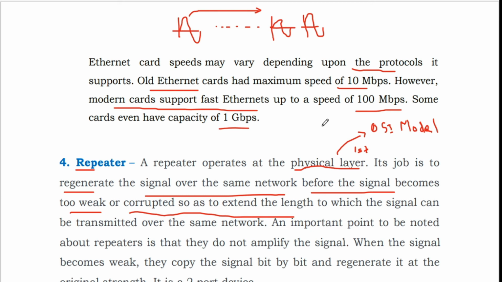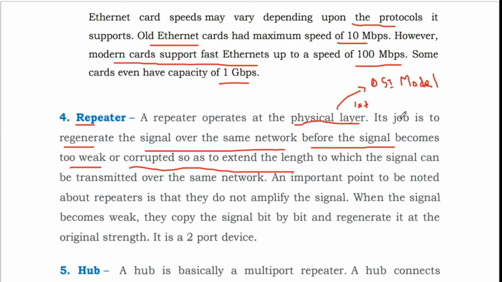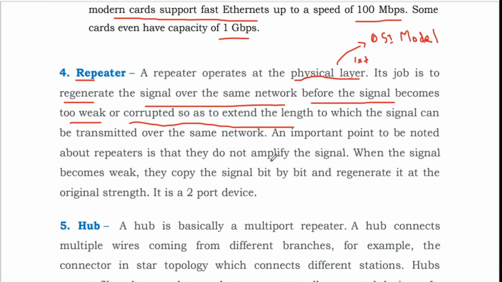So the repeater, which operates at the physical layer, the first layer, regenerates the signal so that you receive it in proper order and it does not get corrupted, or if it is too weak it will regenerate that signal to its original strength. An important point to note about repeaters is that they do not amplify the signals. Remember, amplification is different and regenerating the signal is different. When the signal becomes weak, they copy the signal bit by bit and regenerate it at the original strength.